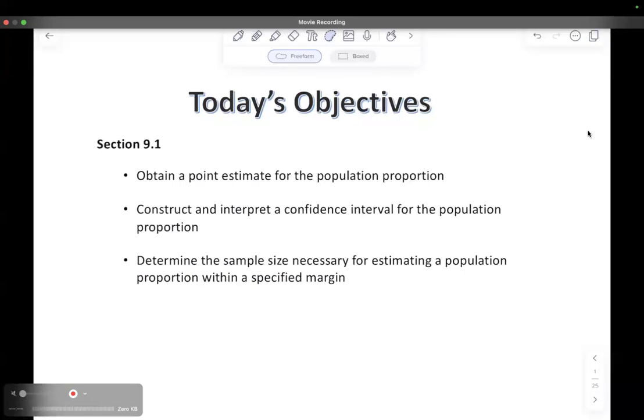And I'm going to explain the intricacies of that. We're going to do the math, and I'll give you a fun new calculator function. And then also, if you want a specific margin of error, we're going to do math to determine the sample size you need in order to get that specific margin of error. So that's what we've got today.